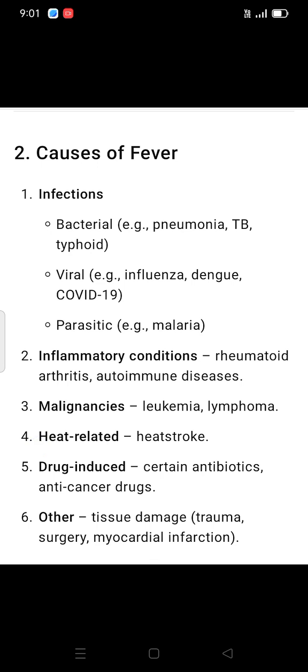Now let's see the causes of fever. Infection, like bacterial: pneumonia, TB, typhoid; viral like influenza, dengue, COVID-19; parasitic infection like malaria; inflammatory conditions like arthritis or autoimmune disease; malignancies like leukemia, lymphoma; heat related like heat stroke; drug induced like certain antibiotics, anti-cancer drugs; others like tissue damage, trauma, surgery.